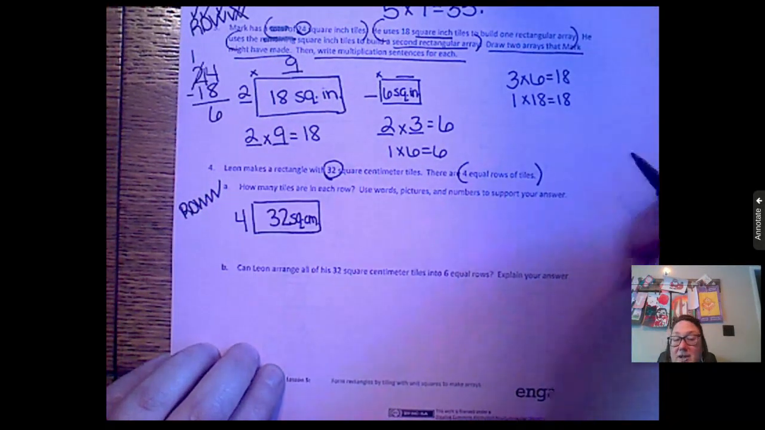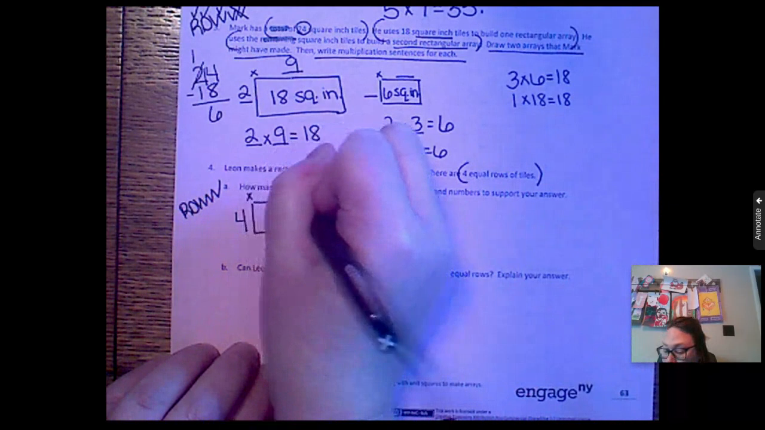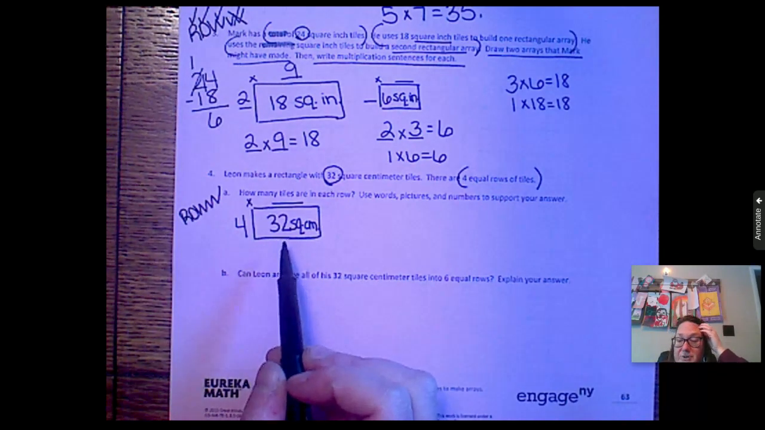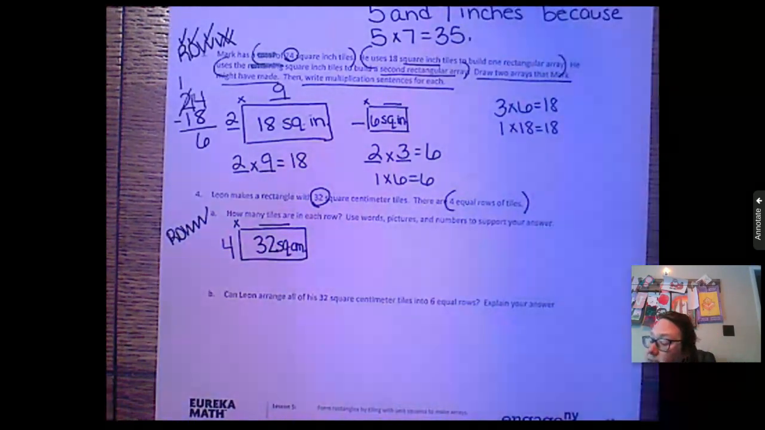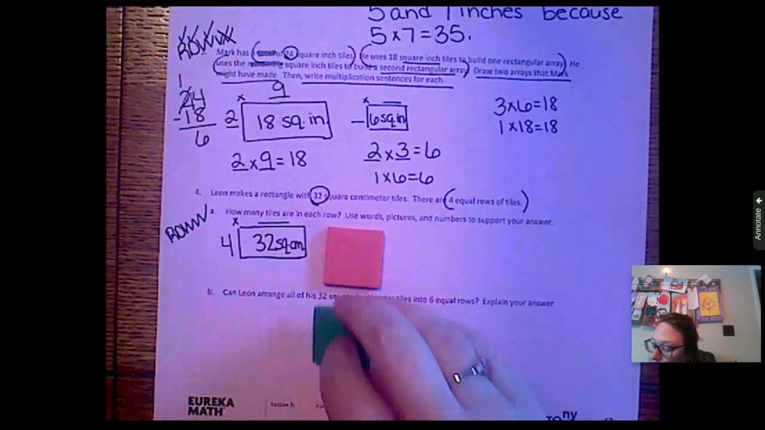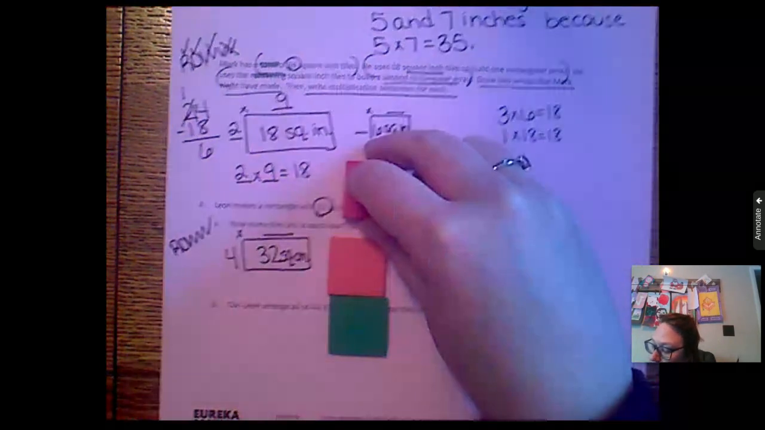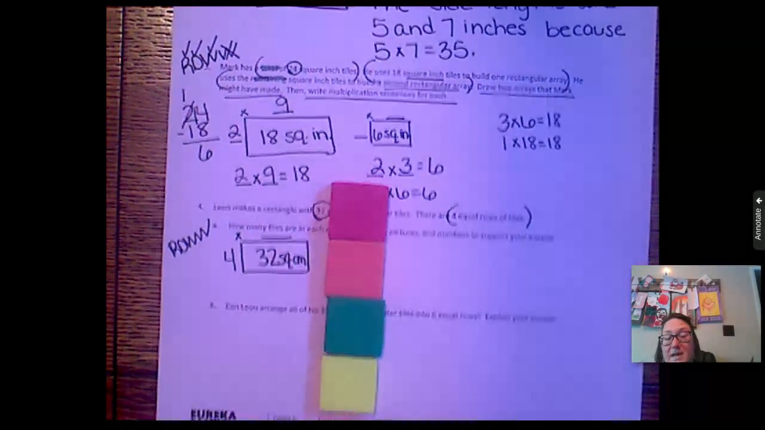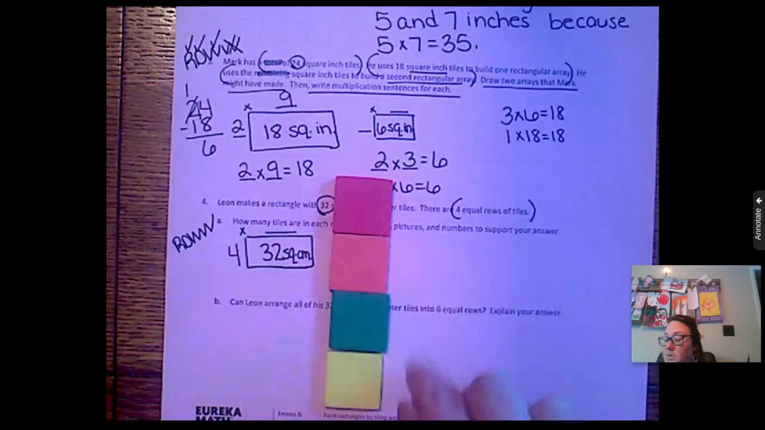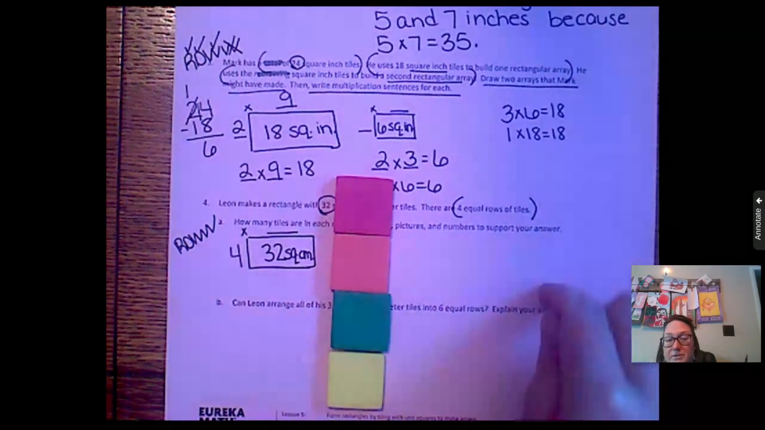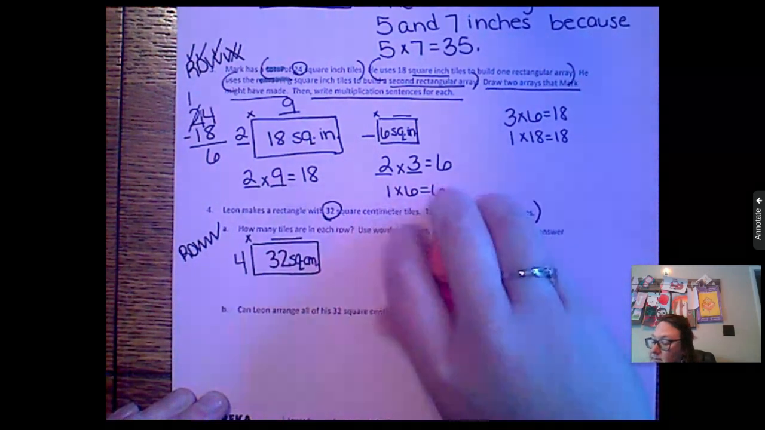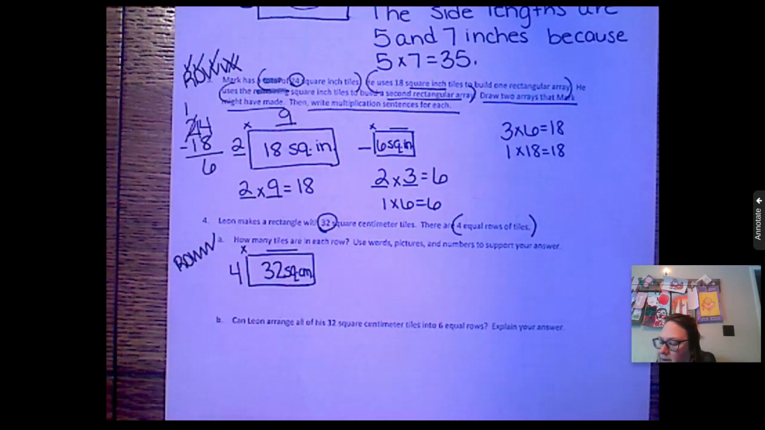How many tiles are on each row? So 4 times what? You could actually take out your tiles, boys and girls. You would need to have a total of 32. And if you wanted to do this with your tiles, and it said you would have 4 rows, so 1, 2, 3, 4, you could set up your 4 rows, and then you would just keep adding 1 to each row until you get to 32. Okay, that would be if you have enough square inch tiles for that. I don't have 32 of these, so I can't do that right now.